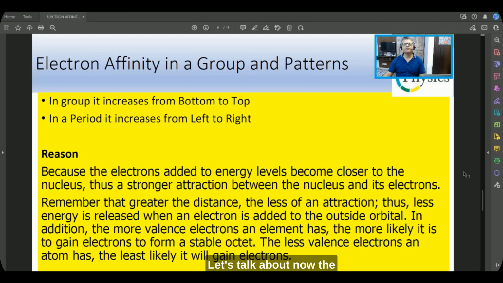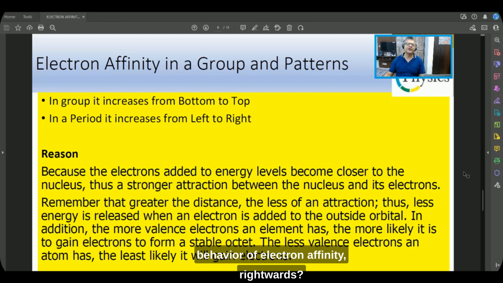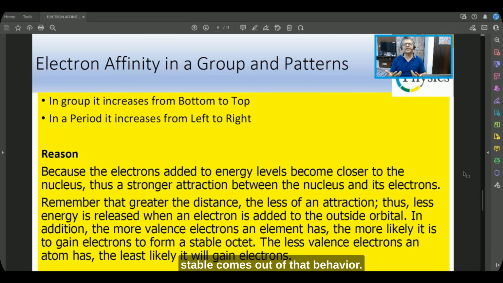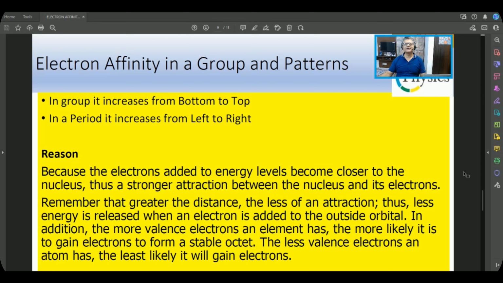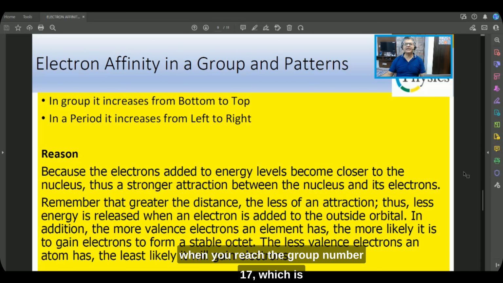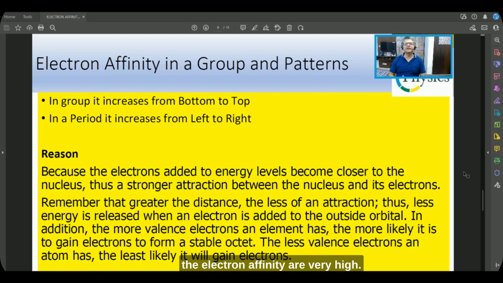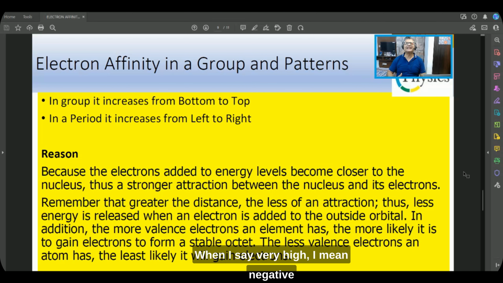Let's talk now about the behavior of electron affinity rightwards in a period. We already understand that the s-block elements, like the metals, which are alkali and alkaline earth metals, are not willing to gain an electron because nothing stable comes out of that behavior. However, as you move towards the right-hand side, when you reach group number 17, the halogen group, you realize that the values of the electron affinity are very high. When I say very high, I mean negative very high, because they become very, very stable.